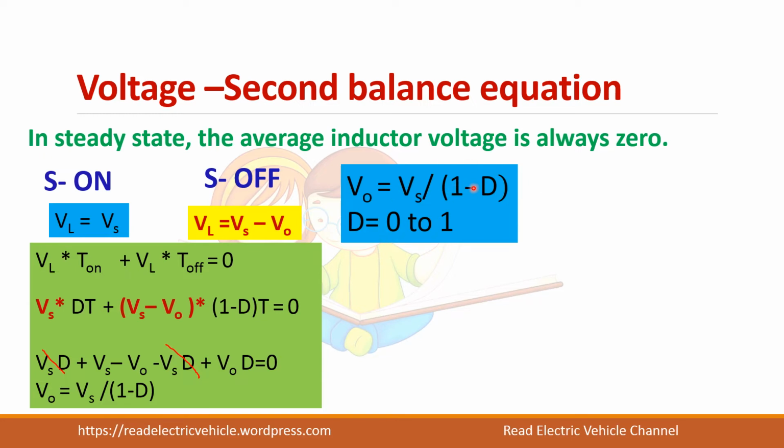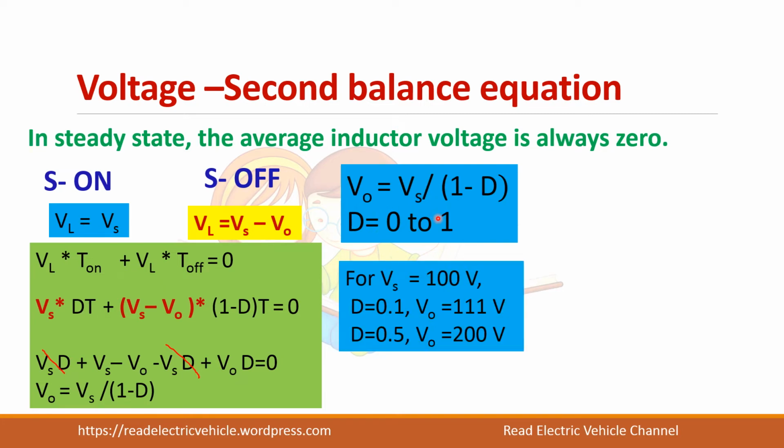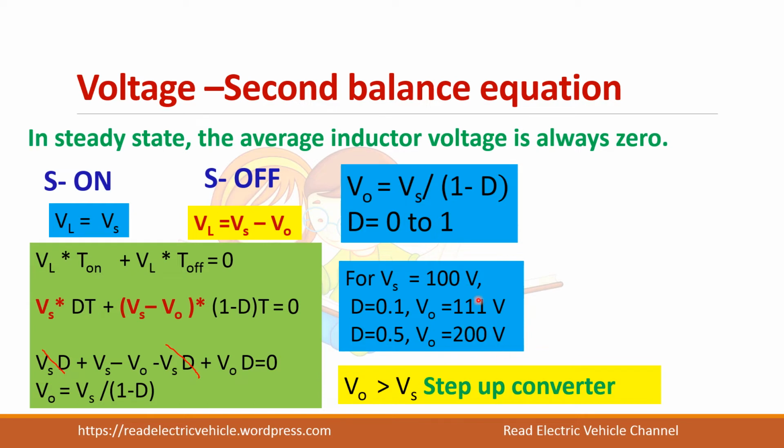Now, if you substitute D equal to 0, we will get V0 equal to Vs. For example, when Vs is equal to 100 volts, you can see that D equal to 0.1 gives V0 of 111 volts, and D equal to 0.5 gives V0 equal to 200 volts, double the supply voltage. So we can see that the output voltage is always higher than the supply voltage. It is called a step up converter.